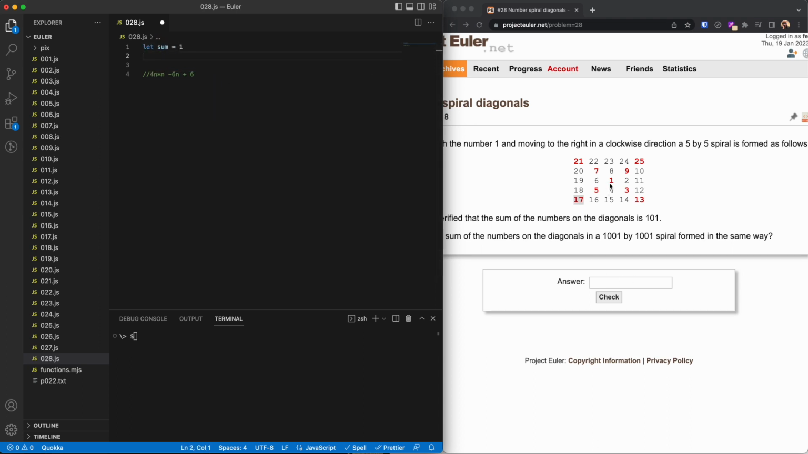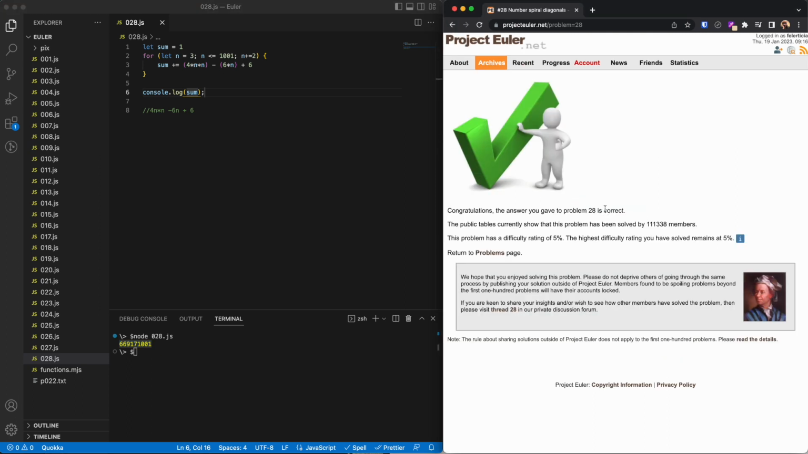So I'm starting with sum 1 to exclude this one and go from 3 to 1001. This should give us the answer. So wow, right, yes, this is the correct answer. This was fairly simple if we figured out the formula to do that.